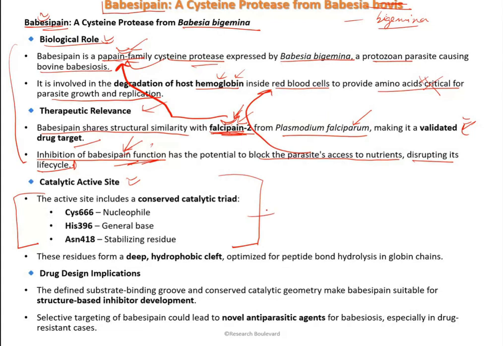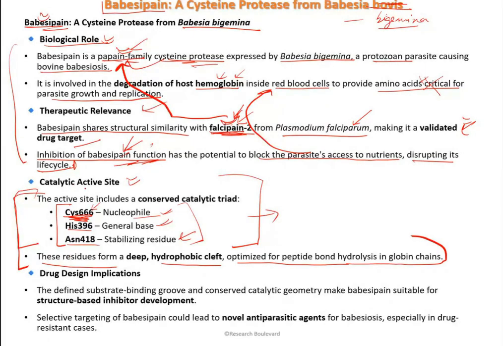This forms a pocket. This is a cysteine protease, and the cysteine residue initiates the nucleophilic attack, the histidine forms a base, and the asparagine stabilizes the reaction, so it forms a catalytic triad. These residues form a deep hydrophobic cleft optimized for peptide bond hydrolysis in the globin chain. Anyway, let's not go into this too much.